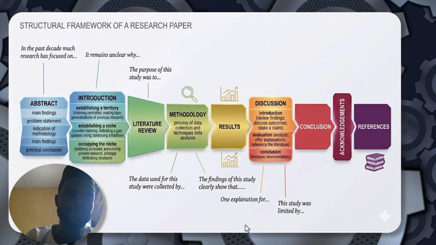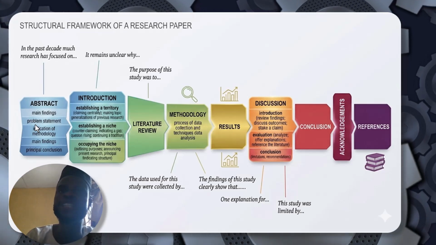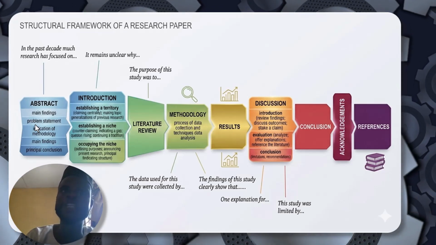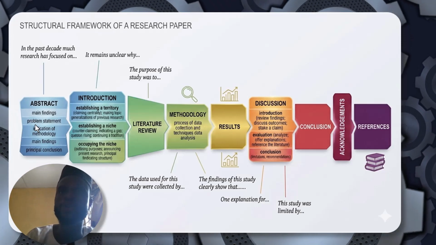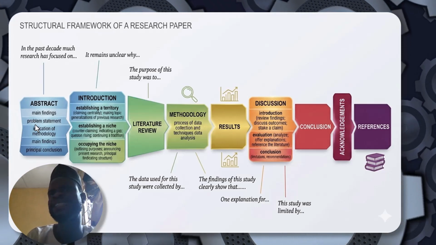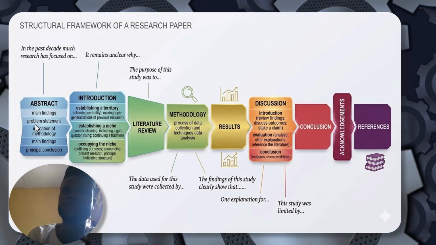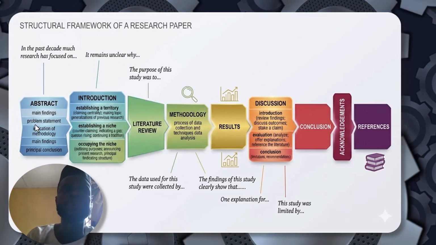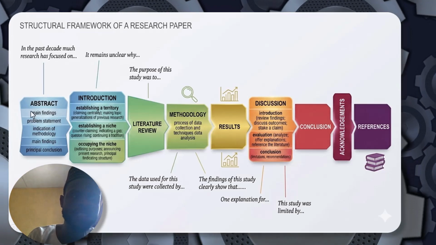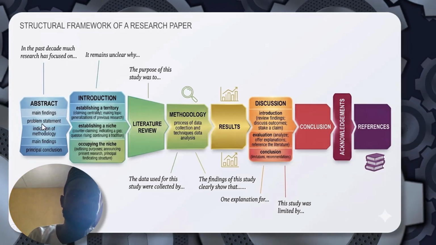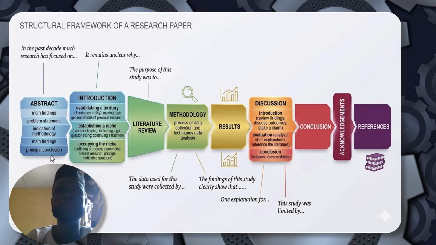The abstract is a short summary of the entire study. It should explain the research problem, the method you used, the key findings, and the main conclusion. Think of it as your paper in one paragraph. A strong abstract quickly shows readers the value of your work and encourages them to read more. Which means your abstract contains the problem statement, an indication of methodology, the main findings, and the conclusion.